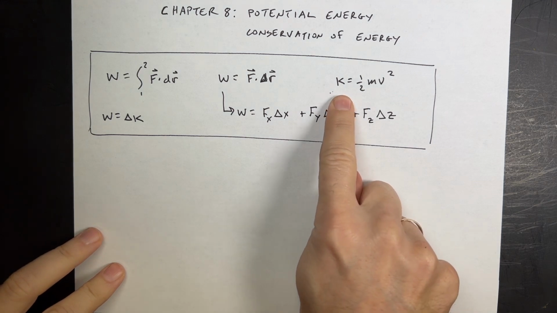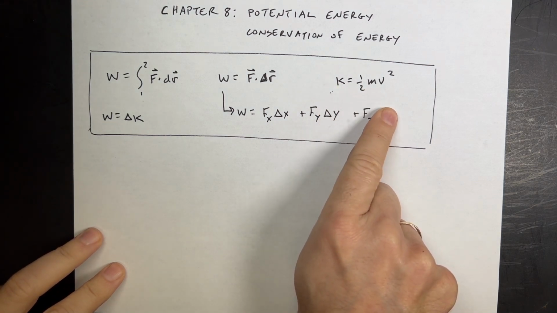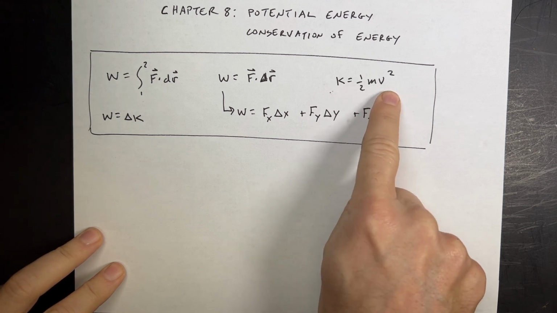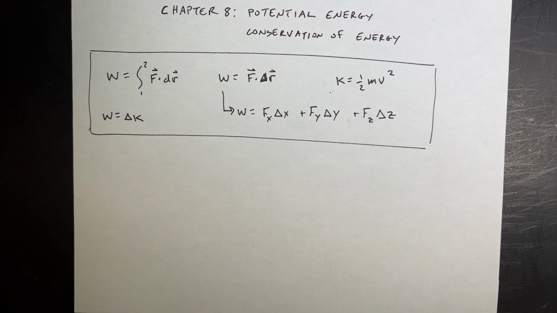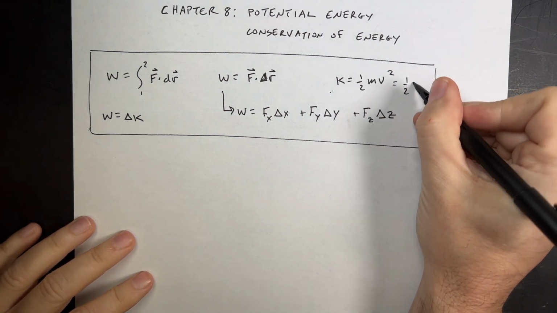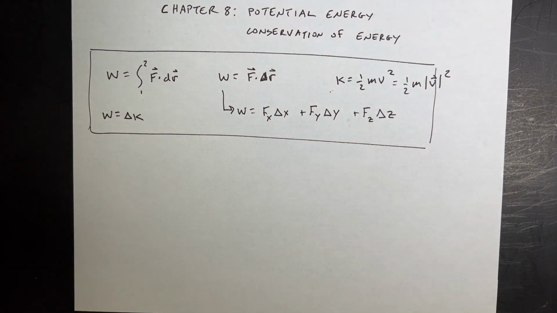The first kind of energy that we define is kinetic energy. This says that if an object is moving, then it has kinetic energy. That depends on the mass and the velocity of the object. Now, velocity is a vector. So really, this should be 1/2 m, the velocity vector magnitude squared, because you can't square a vector.